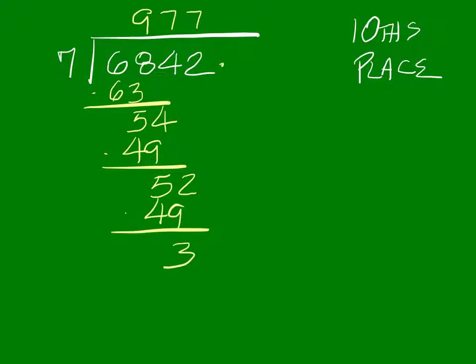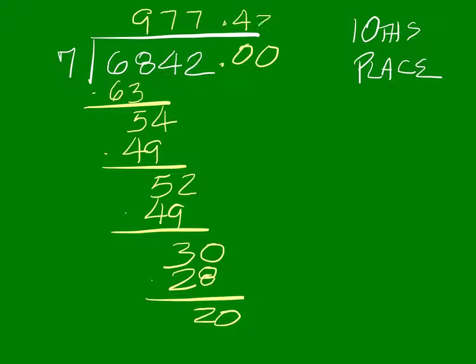Here's your decimal point, 2 zeros. Drop the 0 and 7 into 30 4 times with 2 left over. And 7 into 20 twice. 977.4.